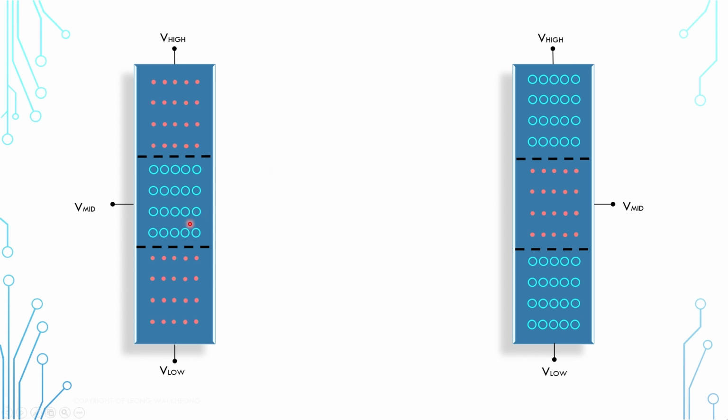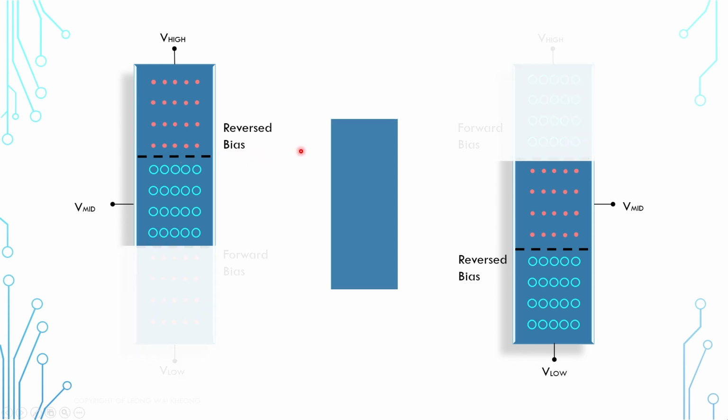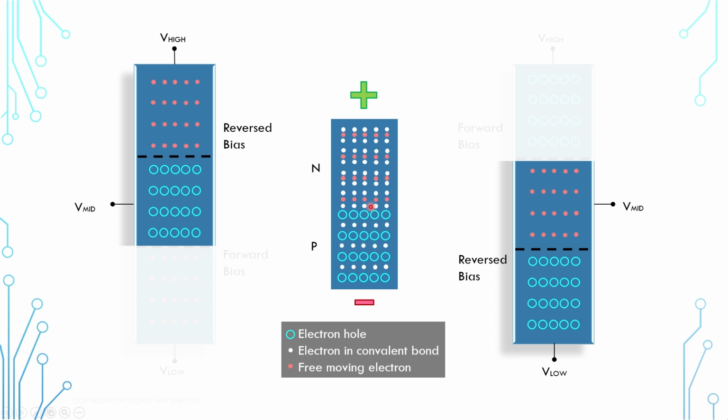Looking at this configuration, we know that this PN junction is forward biased and this PN junction is reverse biased. And to recap on reverse bias, we apply positive voltage at the N region and negative voltage at the P region. And to understand the behavior better, we should always include the electrons which are bound by covalent bonds. In reverse bias, the free moving electrons, which are the red electrons, are pulled towards the positive terminal and the electron holes are pulled towards the negative terminal. The white electrons, which are bound by covalent bonds, can no longer move further because there are no electron holes in the N region. And generally, this is how reverse bias blocks current flow.